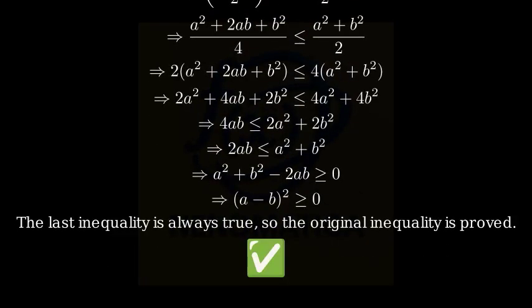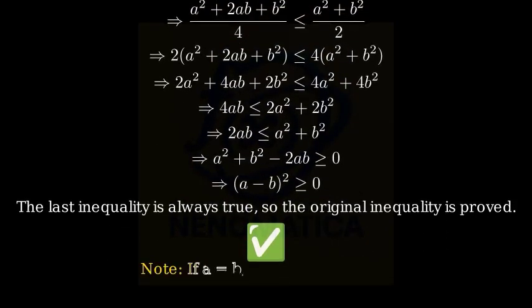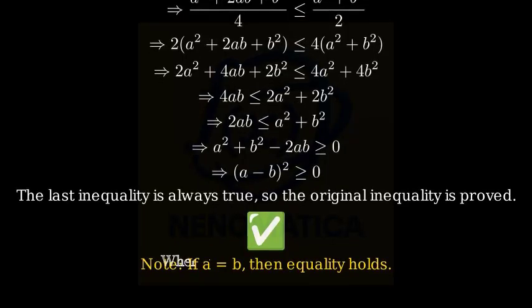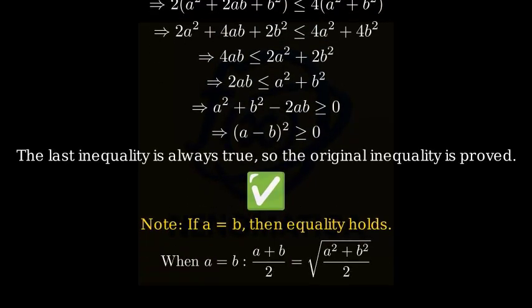The theorem is proved. Let's add a note. If a equals b, then equality holds in our original inequality. This means that the arithmetic mean equals the quadratic mean when the two numbers are the same.